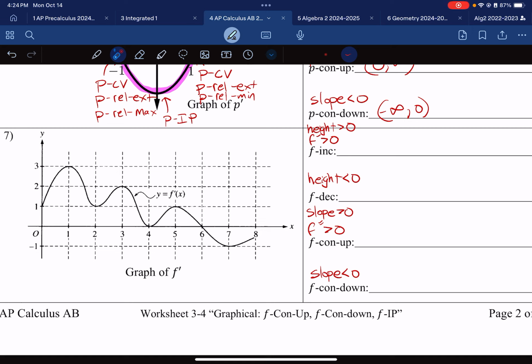All right, so for height is greater than 0, let's go ahead and highlight those. Height greater than 0. That's everywhere here. Not at 4. At 4, it is equal to 0, and this is strictly greater than 0, so skip over a spot. And then you can say this is still greater than 0, still greater than 0. And then it becomes less than 0 when I'm beneath the x-axis.